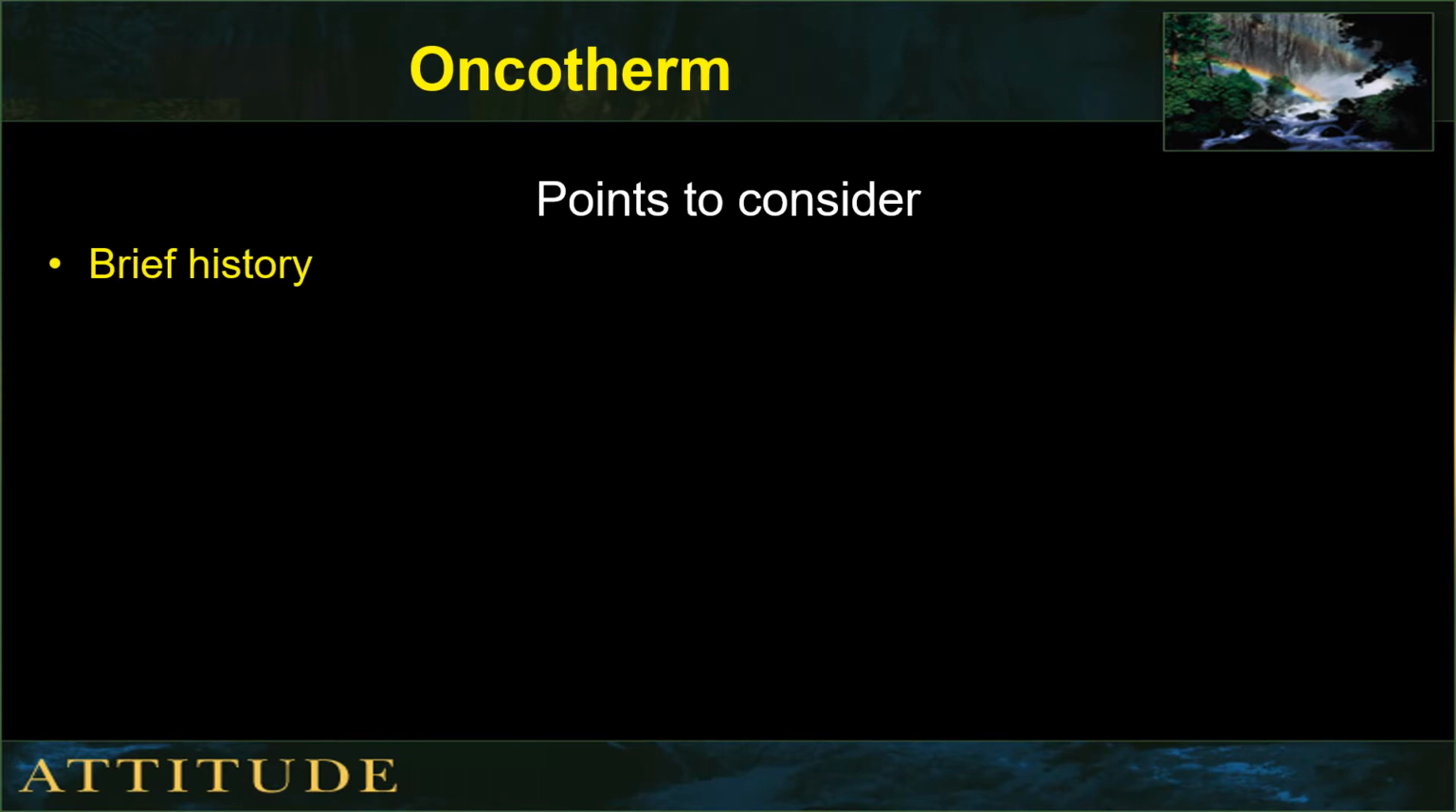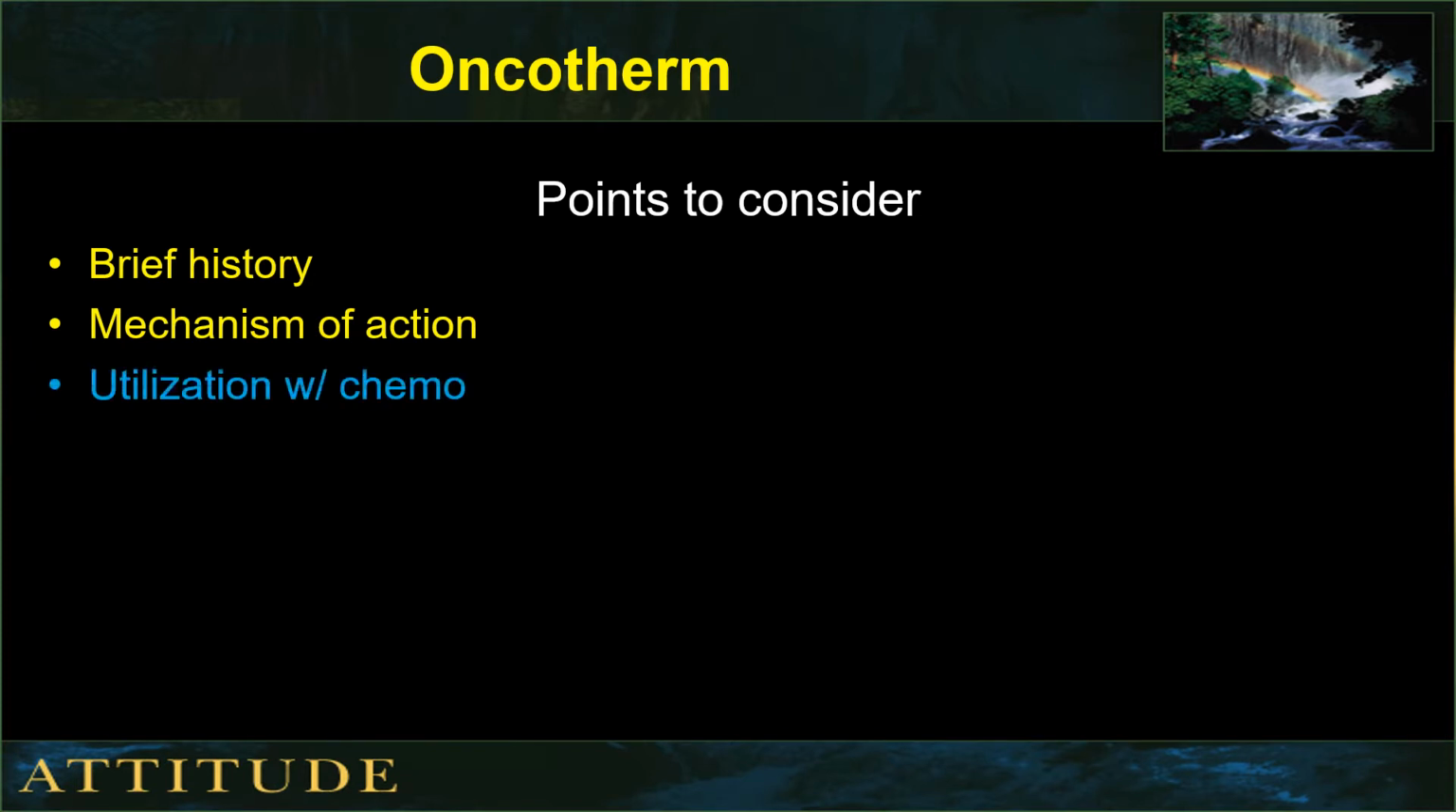So points to consider. In the first installment of this Oncotherm presentation, we talked about the brief history of Oncotherm. In essence, we were talking about hyperthermia and the distinct differences between hyperthermia and Oncotherm. We briefly touched upon the mechanisms of action. In today's section, part two, I really want to focus on Oncotherm and the utilization with chemotherapy. Other presentations are going to focus on Oncotherm and the utilization with radiation.